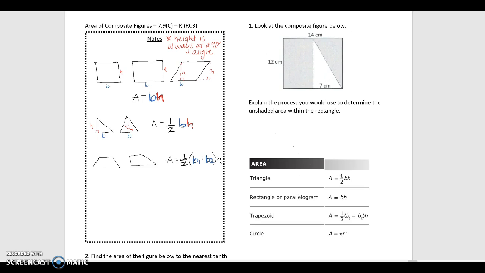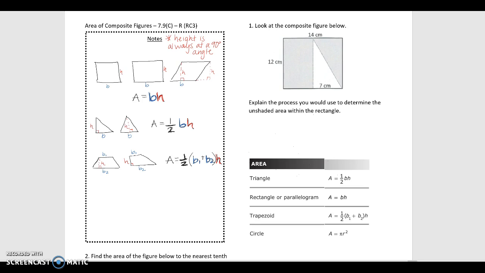And to be honest, it doesn't matter which one's which because you're adding them, right? It doesn't matter if it's 2 plus 3 or 3 plus 2, it's the same. But I always say that base 1's on the top, base 2 is on the bottom. Same thing over here, base 1, base 2. Our bases on a trapezoid are the 2 parallel sides. And then height, again, is always going to be at a 90-degree angle. So height would be there, or this type of trapezoid, it would be right here, up and down.